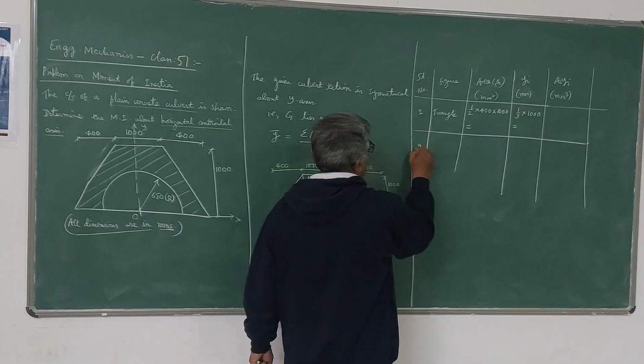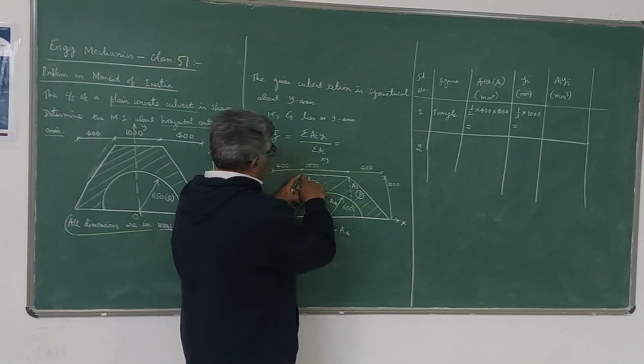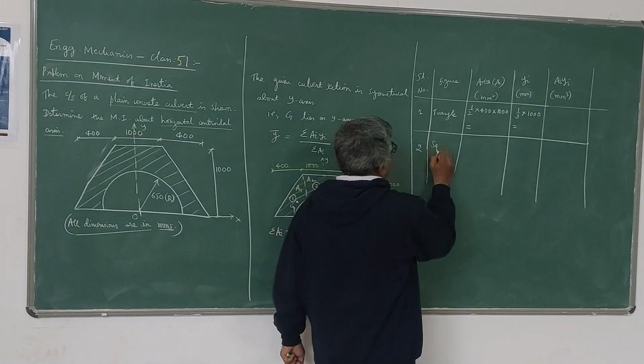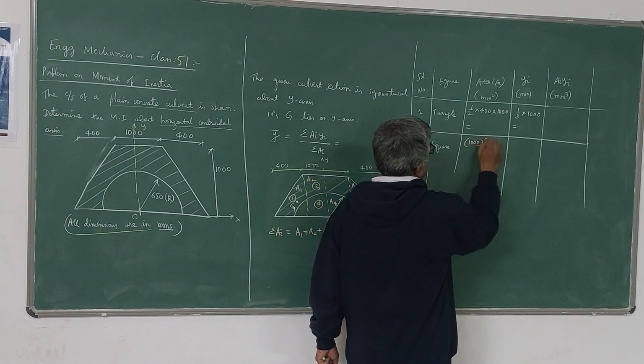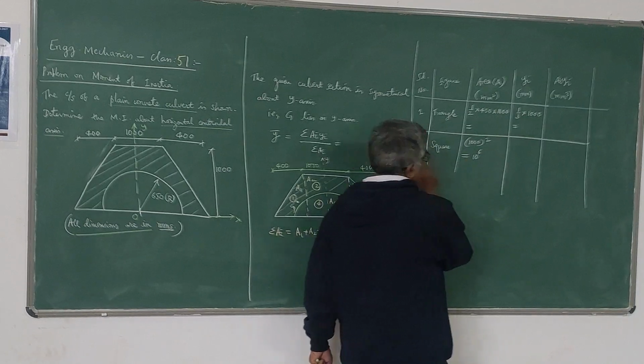Now the second one is a square. You can see this is a square, 1000 by 1000. So 2 is a square whose area is 1000 into 1000, or 1000 squared, which is nothing but 10 to the power of 6. So that is the second one.